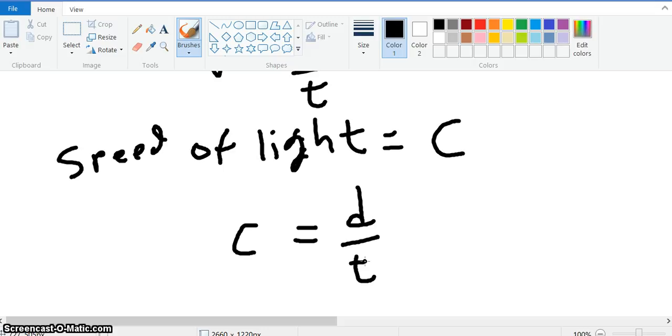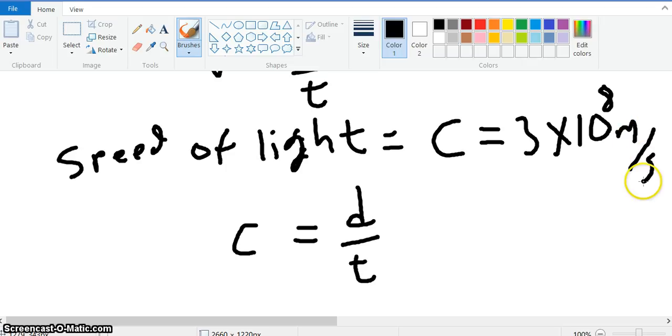Now, the speed of light is a very well-known value. We've measured it time and time again for about the last 150 years, and the value of it is 3 times 10 to the 8th meters per second. There are times when we're going to need that. Let's do a quick example.